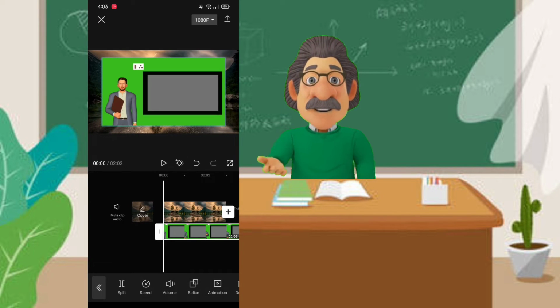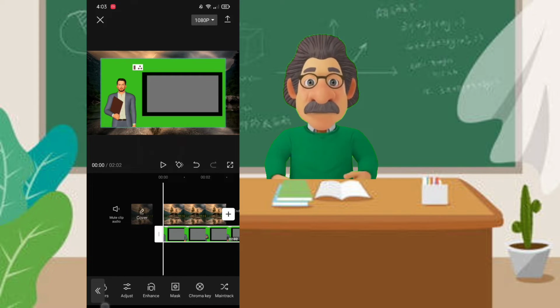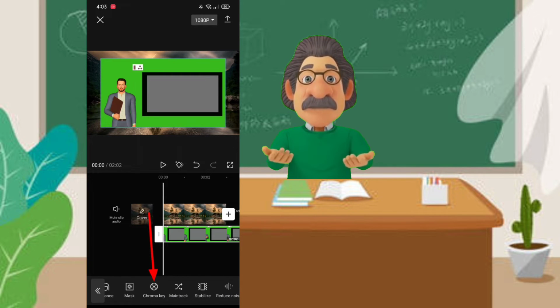You can adjust and resize your green screen video to your preference. Now, to remove the green screen, the green background, we need to find Chroma Key in the menu at the bottom.